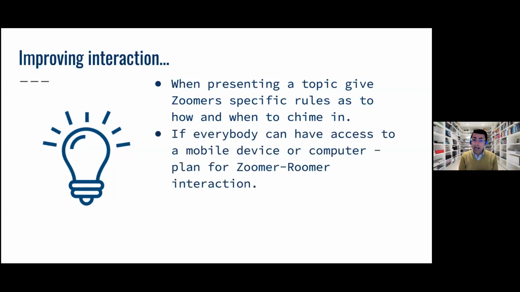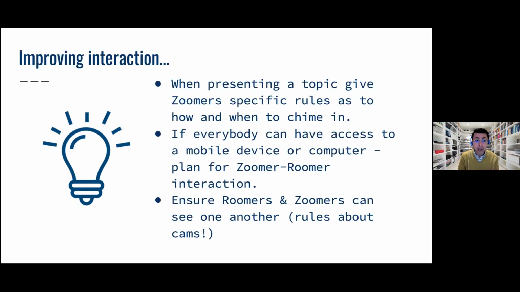Also, if everyone can have access to a mobile device or computer, then plan for Zoomer and Roomer interaction. What I was saying, at school, we don't have technology for everyone. So what we do is we ask them to bring their mobile phones or tablets, depending on the activity and depending on the lesson and what we're going to do. Ensure Roomers and Zoomers can see one another. And this is especially for teens and young learners.